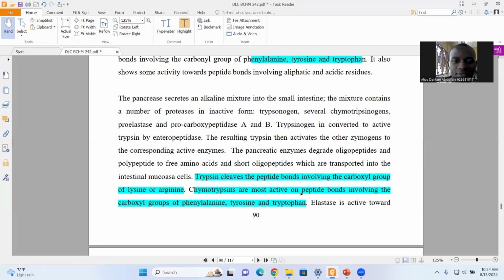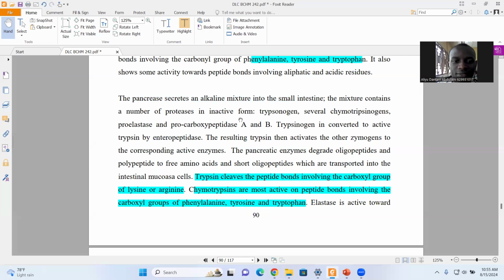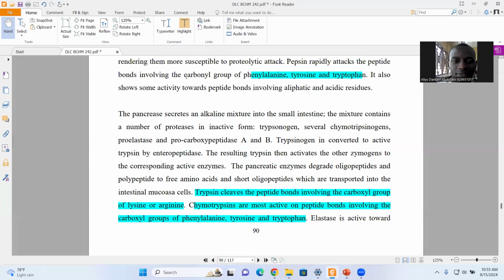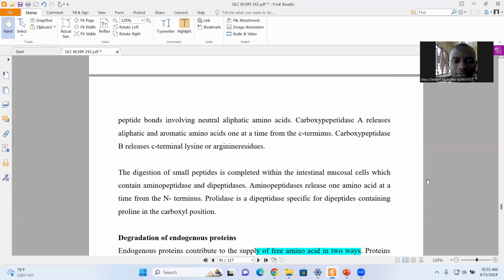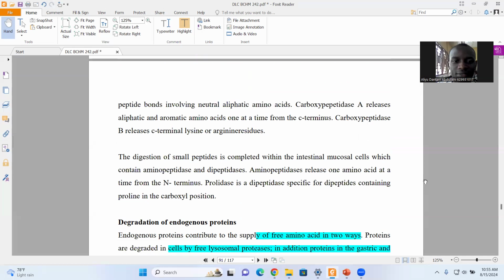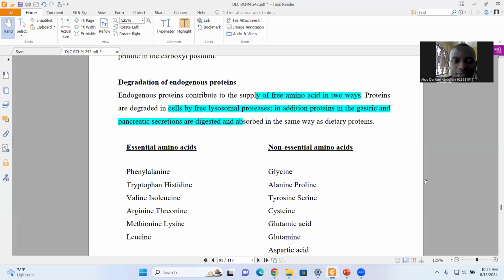Chymotrypsin is most active on peptide bonds involving phenylalanine, tyrosine, tryptophan. It has some similarities to pepsin, right? But the pepsin works on the carbonyl group, okay, while chymotrypsin works on carboxyl groups. So you spot the difference. If you have any questions, of course, you can post in the comments section, okay? So I think this is quite straightforward.